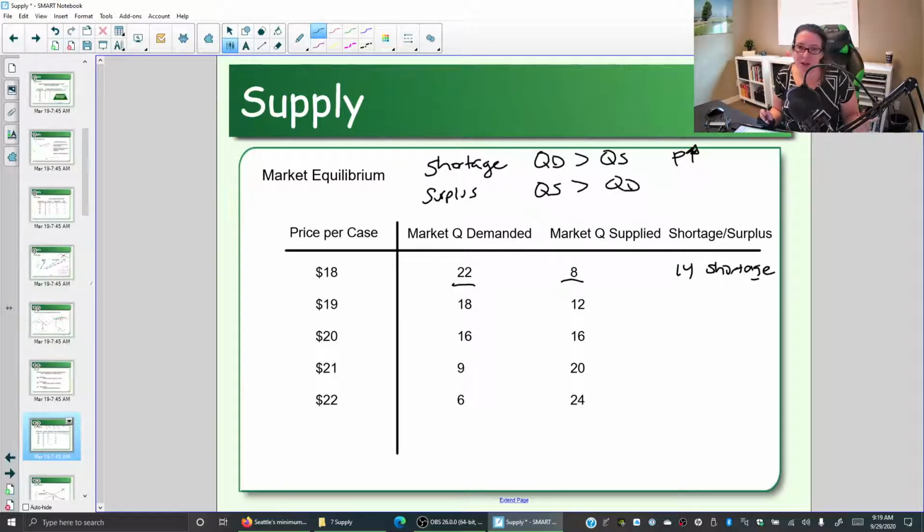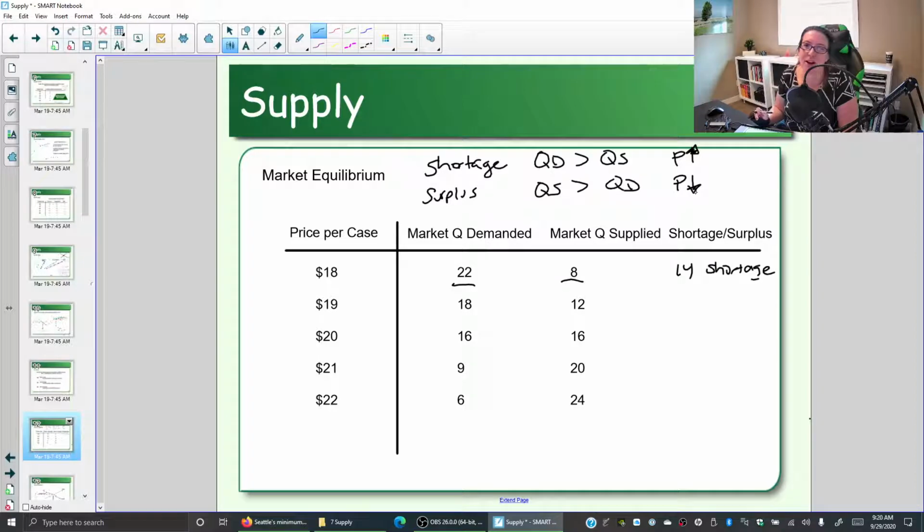Well, if you're the liquor store and there's all this excess craft beer sitting on the shelf, how do they get rid of it? Well, they put it on sale. So whenever there's a surplus, the price falls. Shortages and surpluses put pressure on the price in the market, pressure for the price to change. Market equilibrium is where there's no incentive to change, when the price stops moving.